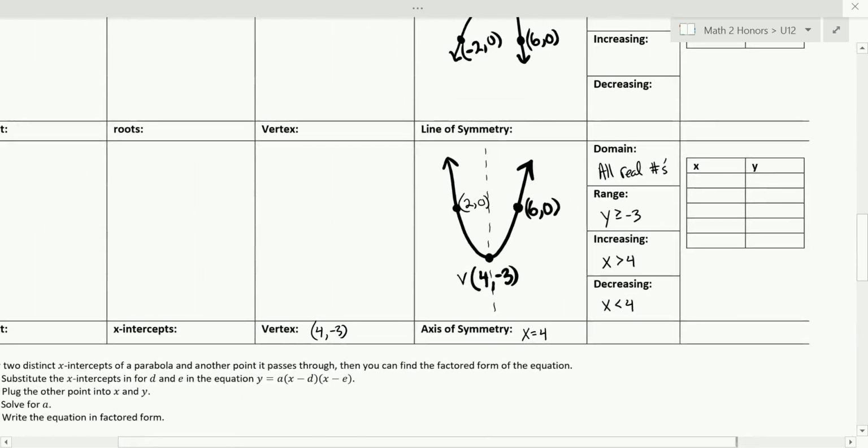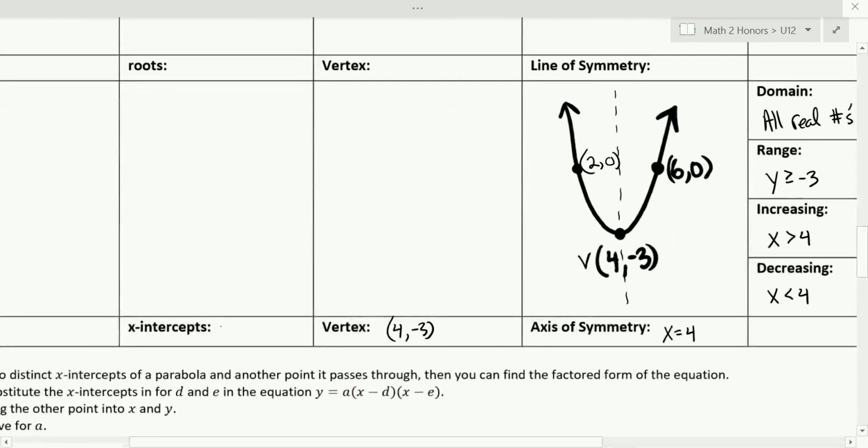So I'm going to work from my x-intercepts, not my vertex. We just saw how to work from the vertex. But if you have x-intercepts, we're going to put those in here, and we're going to work from those. So you can get factored form from your x-intercept. We got 2, 0, and 6, 0.